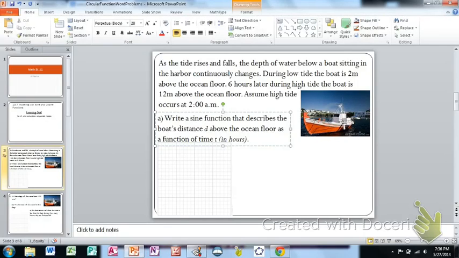Okay, so how are we going to take this information about when the high tide is and when the low tide is, and how high the low tide and the high tide are? How will I take that information and make a sine function that would tell you at a certain time of day, essentially, how high the tide would be?